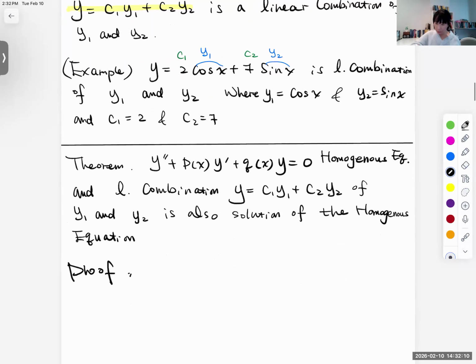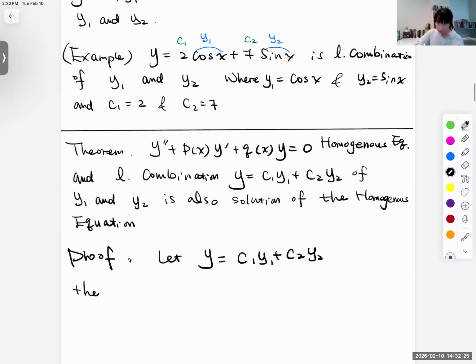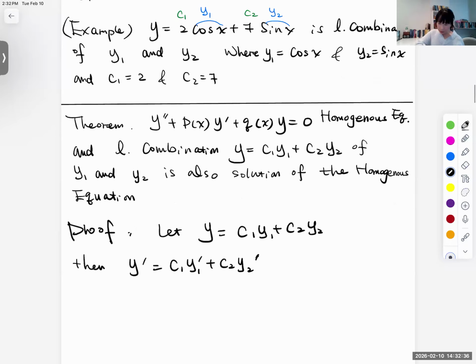Okay, so let's prove. So we have, let y equal to c sub 1 y sub 1 plus c sub 2 y sub 2, right? Okay, now the first derivative is c sub 1 y sub 1 prime plus c sub 2 y sub 2 prime, right? Okay, what about the second prime? y second prime will be c sub 1 y sub 1 second prime plus c sub 2 y sub 2 second prime, right?